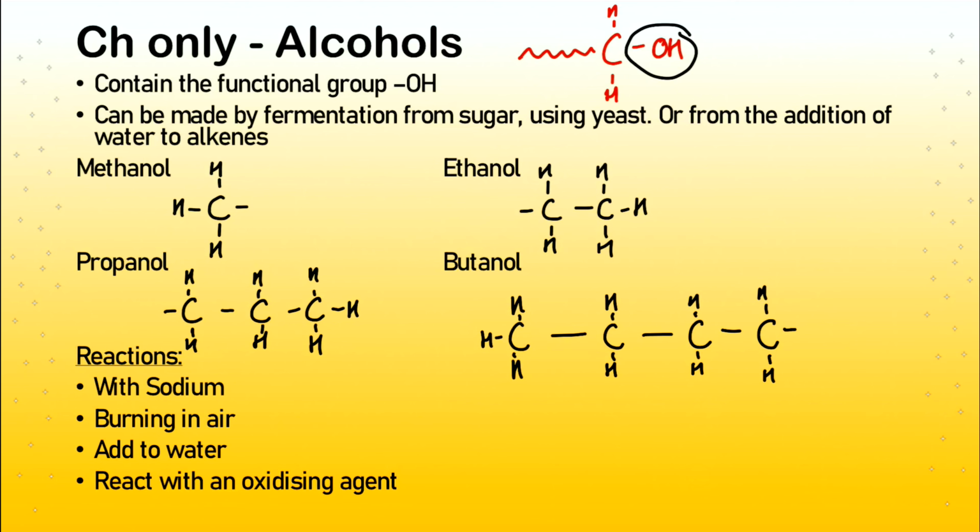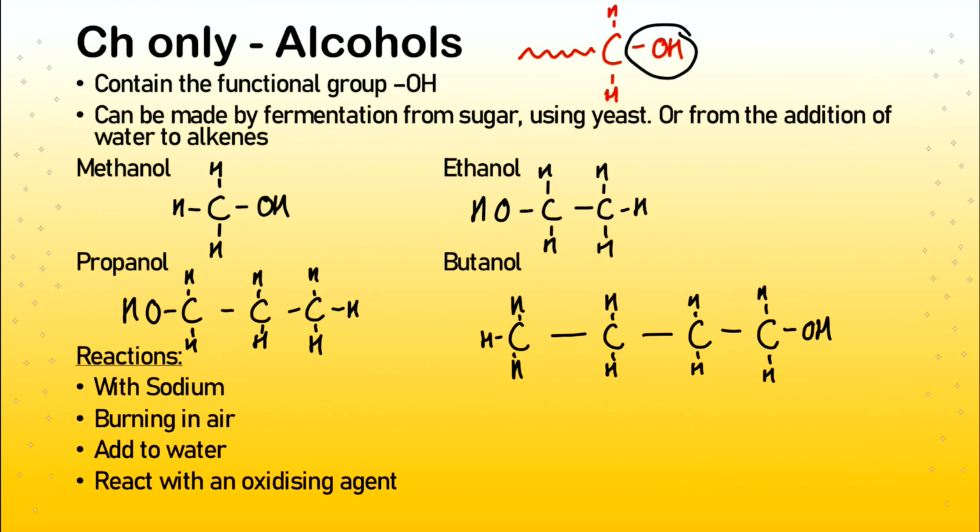So methanol has OH, ethanol has OH, purposely drawn the other way around. It doesn't matter which way round this molecule was drawn, but it typically has to be on the end at GCSE level, and OH there. So we've got methanol, ethanol, propanol, butanol. All of them are alcohols, but they all have different chain lengths.